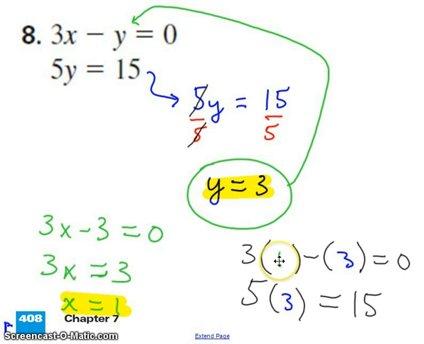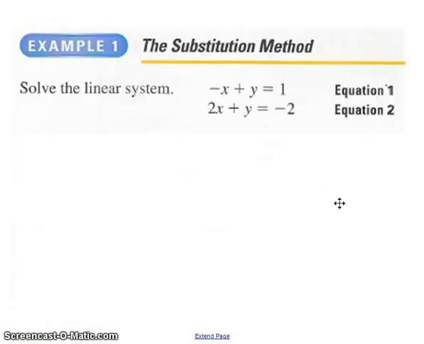Well, 3 times 1 is 3. 3 minus 3, that is 0. 5 times 3, well, that is 15. And sure enough, the textbook tells you the same thing that we figured out here. 1, 3 is the solution to this linear system. And you could have graphed this. You would have come up with the same answer. But this was faster. It's not always that easy, though.